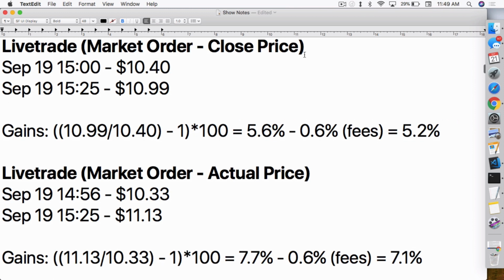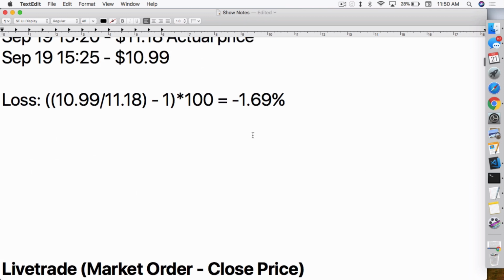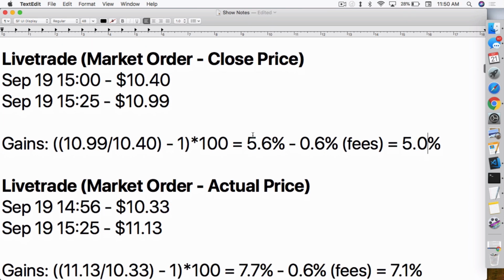So once you make these changes, what's supposed to happen is this, where if you do a market order based on a close price, so instead of making 5.6%, you have to pay the 0.6% both for buying and selling, right? So 0.3% for buying, 0.3% for selling, so a total of 0.6% in fees. So you end up making 5%, which is still pretty good compared to, again, losing 1.69% just because you didn't want to pay the fees. I'd rather take the 5%.